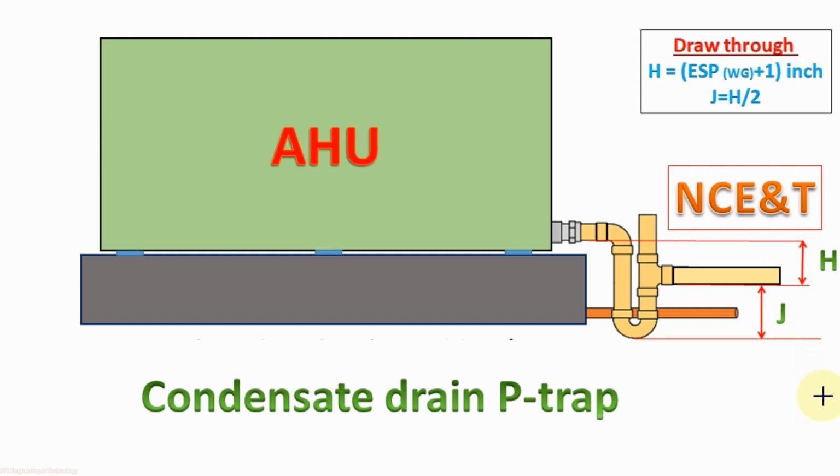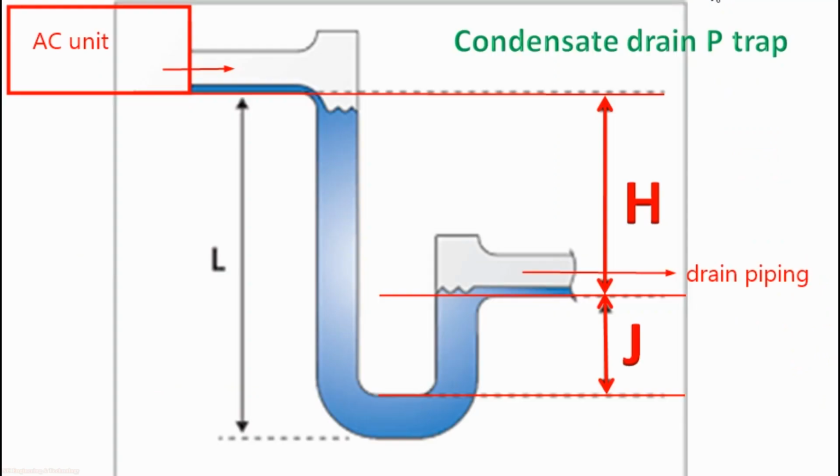In this video, we will study how to make a P-trap for condensate drain piping of AHU and FCU, and how to calculate the height for the P-trap. We divide the height for the condensate drain P-trap into two parts. The height difference between the pipe coming out from the AC unit and the pipe going to the drain piping, we call it H. And the height difference between the pipe going to the drain piping and the bottom of the P-trap, we call it J.